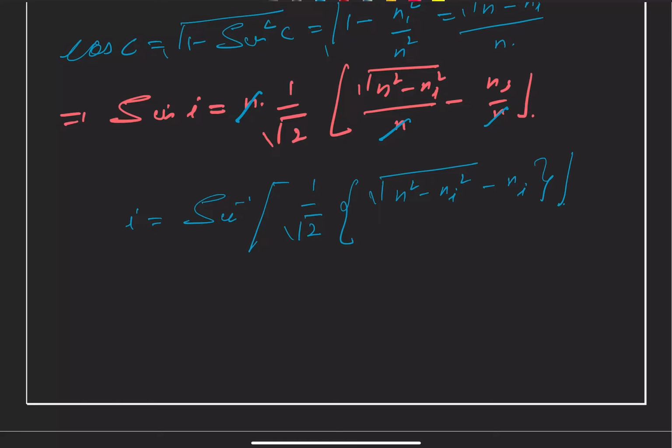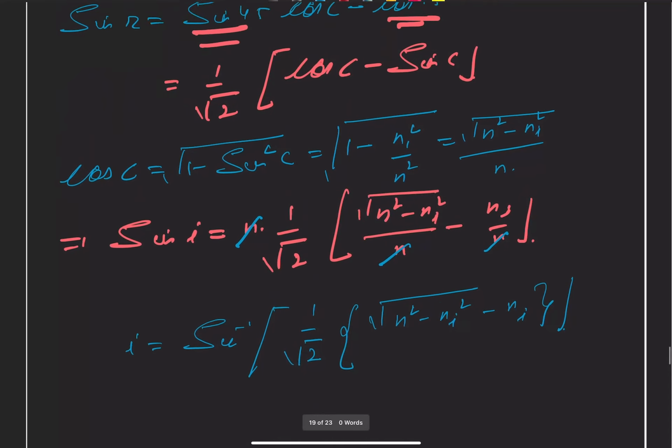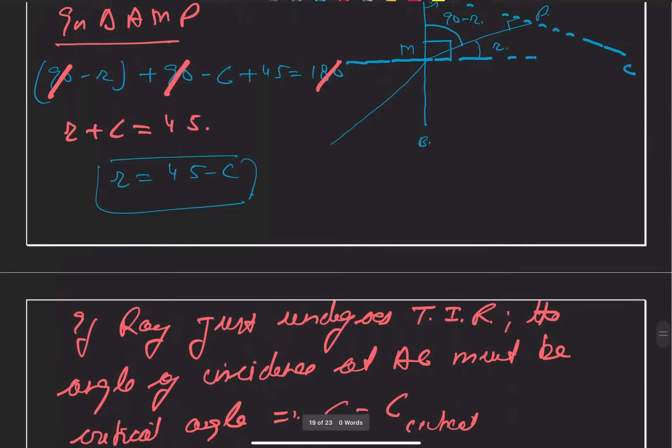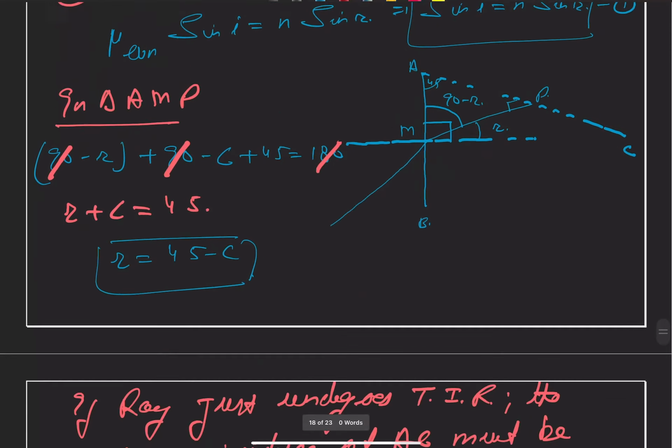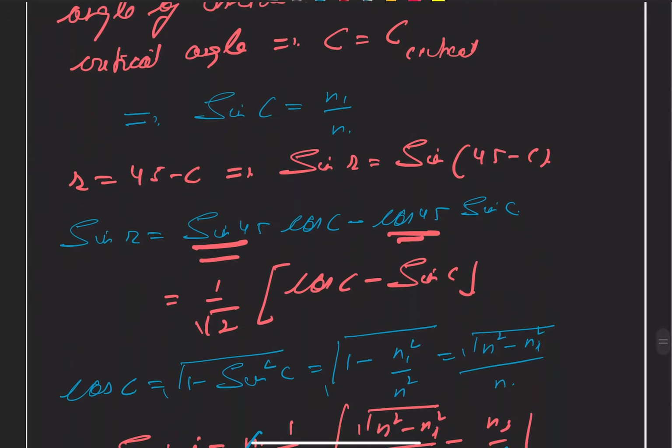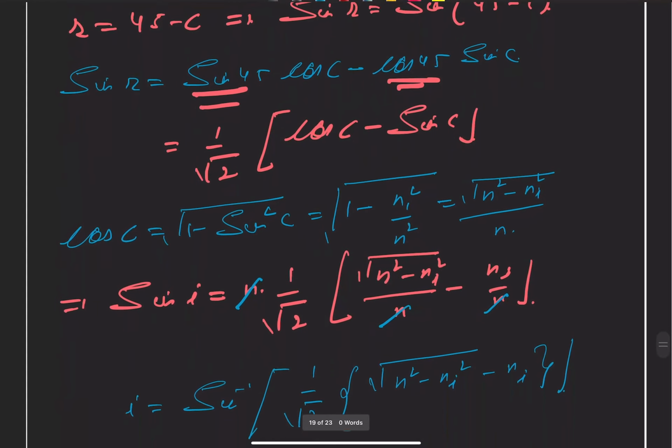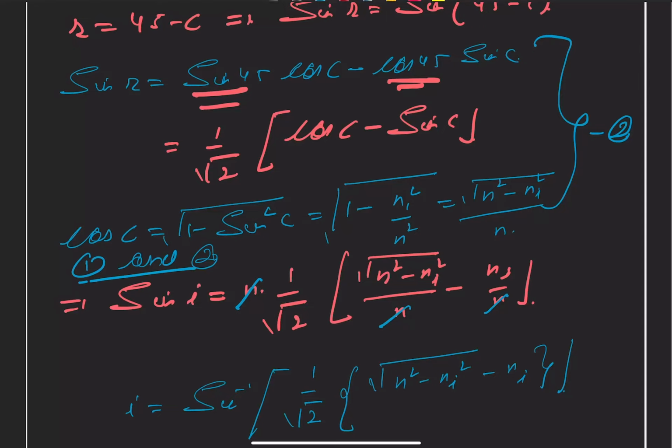Yeah, and I forgot to mention here, let us call this equation number 1, and let us call this entire thing equation number 2. So using equation 1 and equation 2, from there we are going to get this particular relationship.